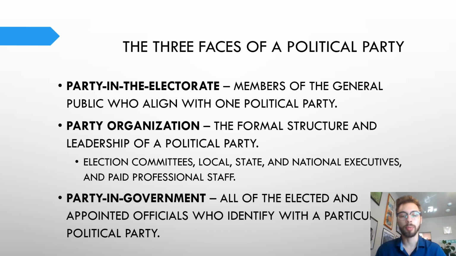And then we have the party in government. These are the individuals that we put all our focus towards. These are the individuals we elect, and the elected and appointed at times officials who identify with a particular political party. So we remember there are 3 parts of any political party: the candidates, the activists, and the voters. And right here from bottom up, we see the candidates, the party in government, the activists, the party organization, and the voters, the party in the electorate.